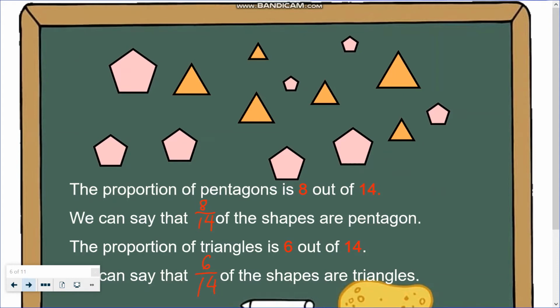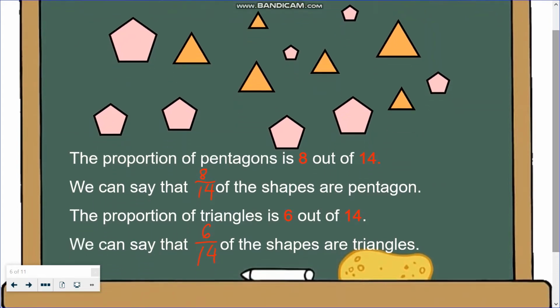The proportion of pentagons is 8 out of 14. We can say that 8/14 of the shapes are pentagons. The proportion of triangles is 6 out of 14. We can say that 6/14 of the shapes are triangles. Again, proportion can be written as a fraction. 8 out of 14 can be written as 8/14, while 6 out of 14 can be written as 6/14.